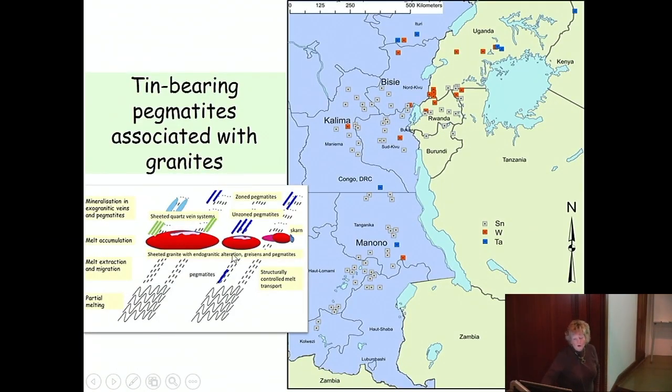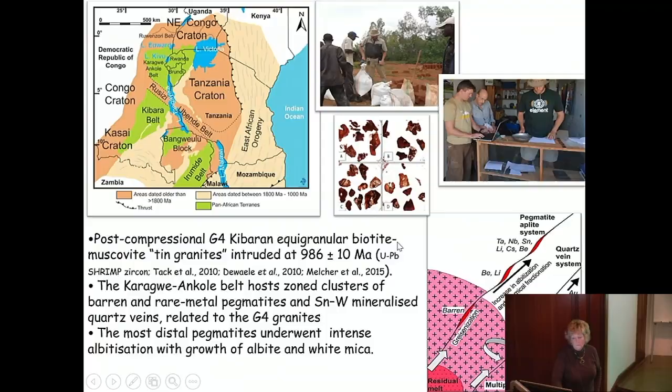Now, you do get pegmatites that have parent granite bodies, and you see that particularly well in the Kibaran of East Africa. So I'm jumping back in time to 1,000 million years ago, and all these symbols here in DRC, Rwanda, Uganda, represent pegmatites. The light-colored ones are tin-bearing, the red ones are tungsten-bearing, and the blue ones are tantalum-bearing. And these are related to post-compressional granites called G4 granites, which occur in this belt here.